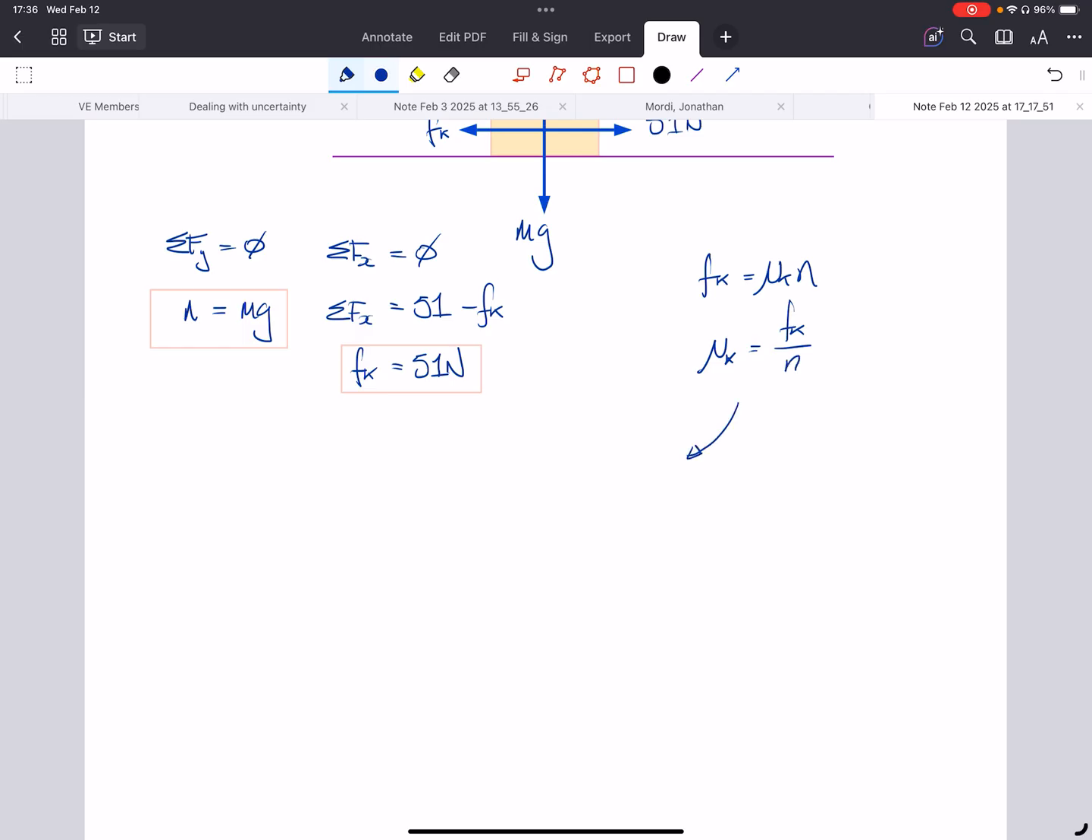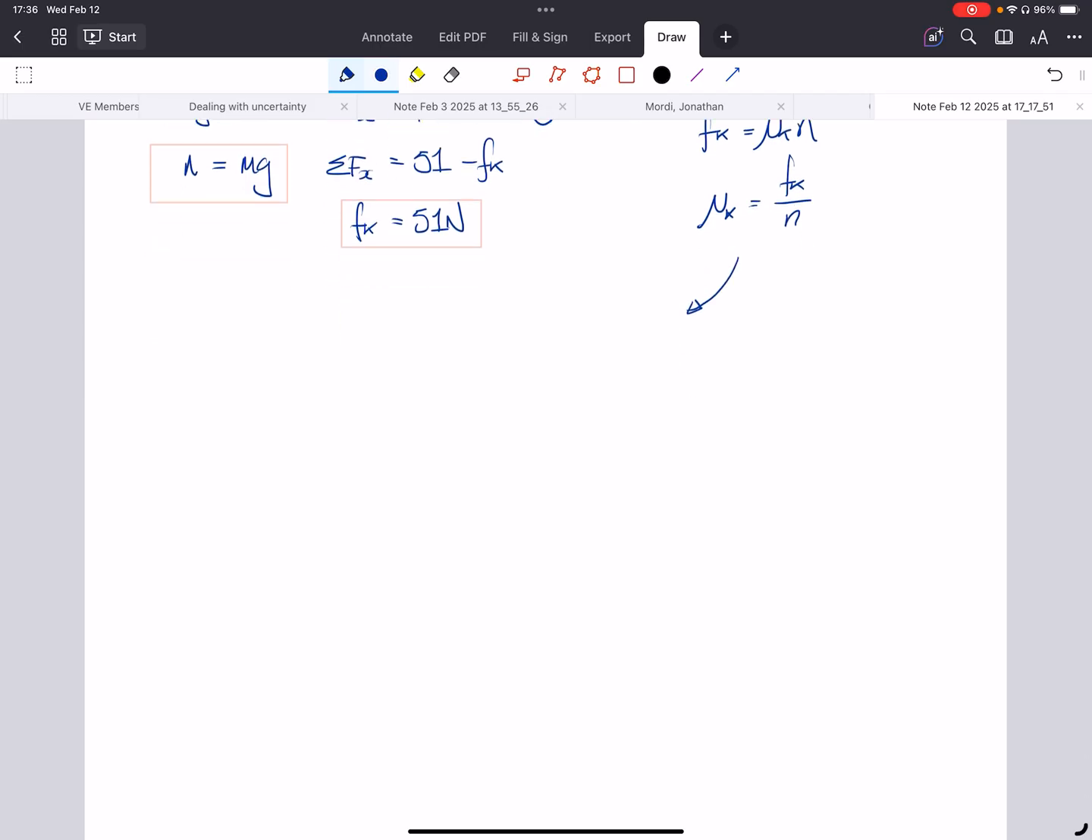And just like before, whilst the question doesn't tell us those values, the work that we did doing a force analysis told us what they are equal to. So mu_K must be equal to 51 newtons divided by 23 kilograms multiplied by 9.8 meters per second squared. And that will give us our final answer.